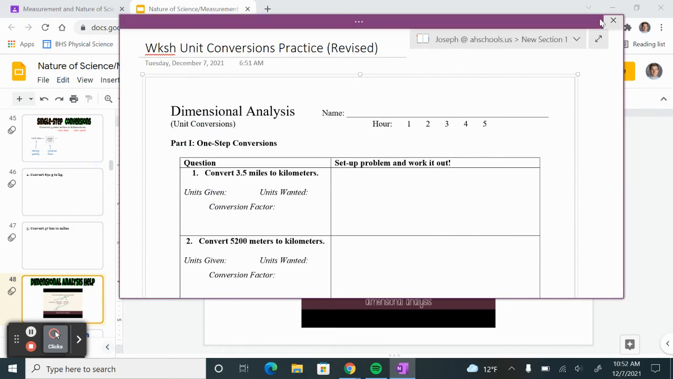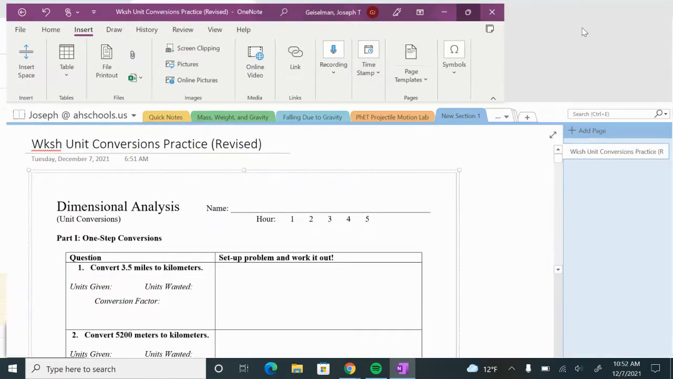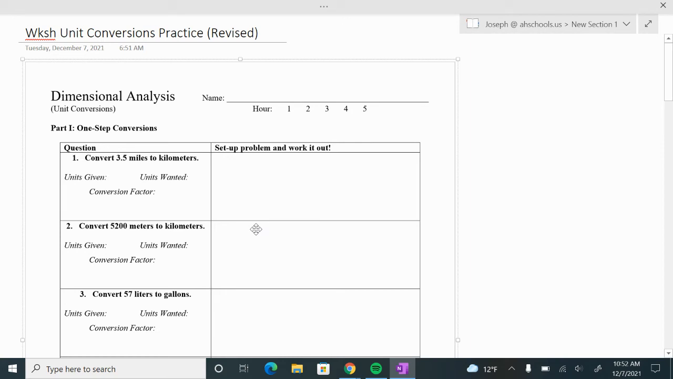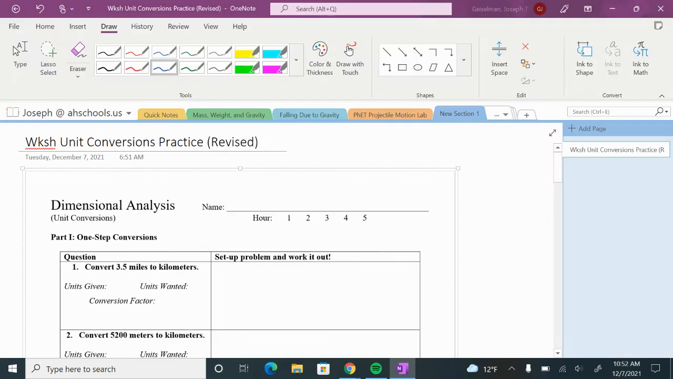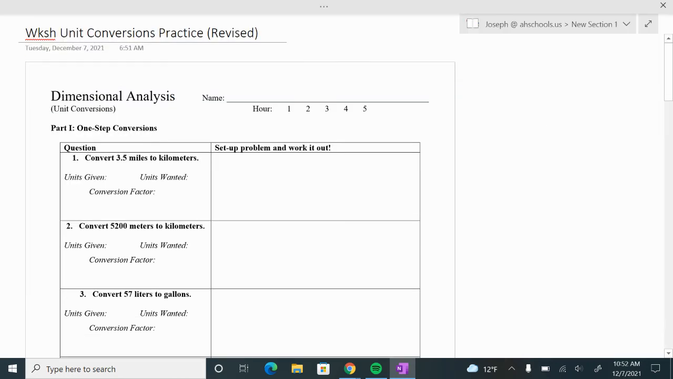So the assignment should look like this. It is called dimensional analysis. And yours will be pink. So I'm going to help you set up a couple of them here. Yours will have the conversion factors up on top. I made sure to switch those around. But what we're going to be doing is filling in some of the data here. So the very first question, convert 3.5 miles to kilometers.